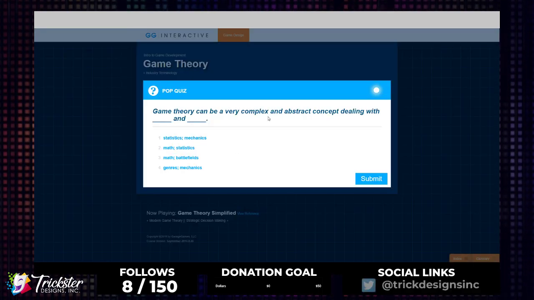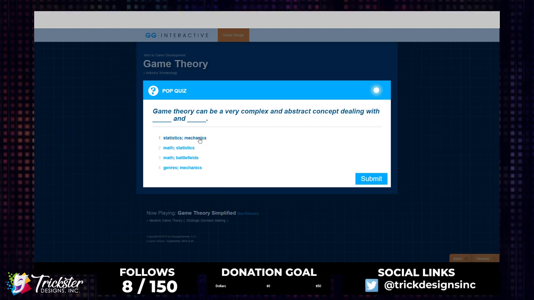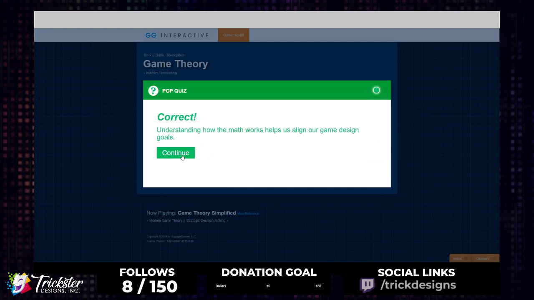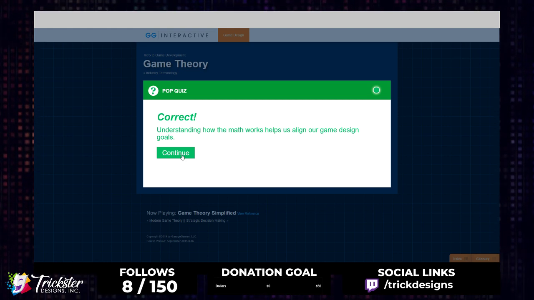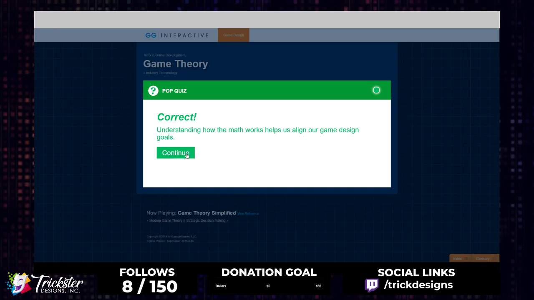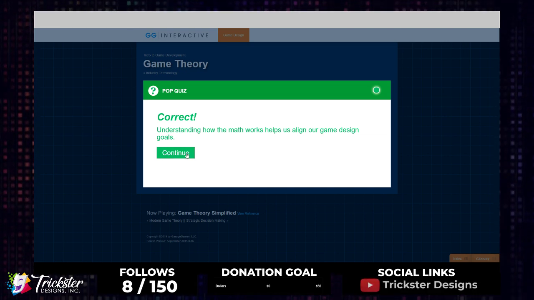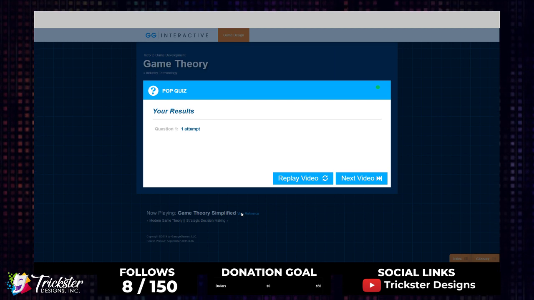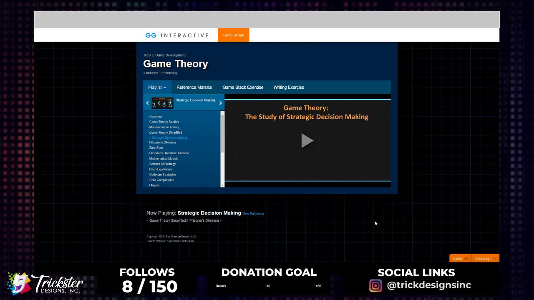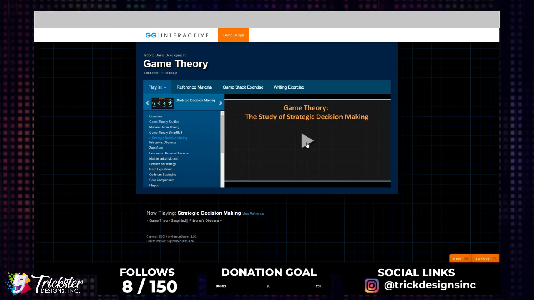Game theory can be a very complex and abstract concept dealing with math and statistics. Understanding how math works helps us align our game design goals. And they said you'd never use algebra in the real world. My, how they were wrong. I use algebra every single day as a graphic designer. I can only imagine it would be that much more complex for designing a system of passes and fails.